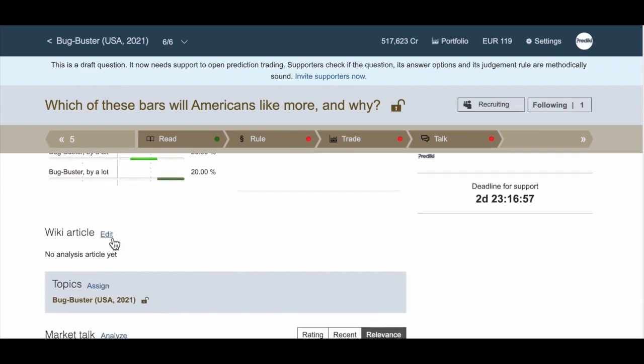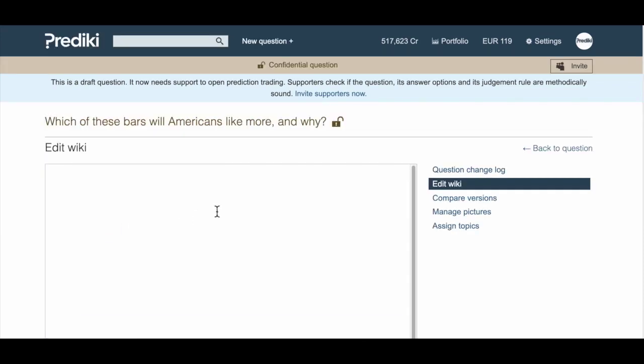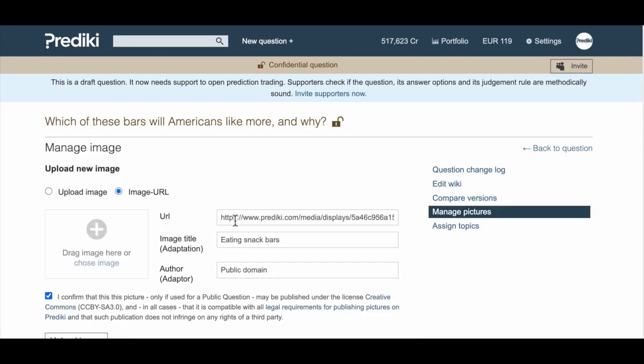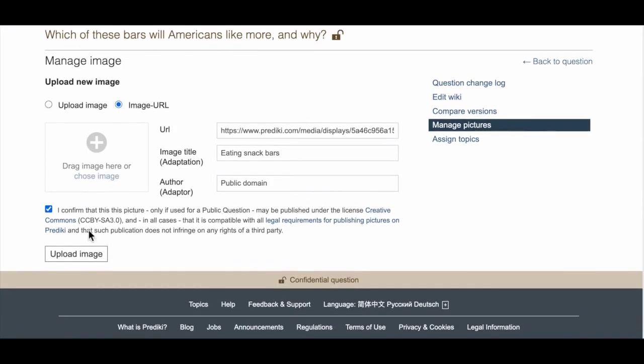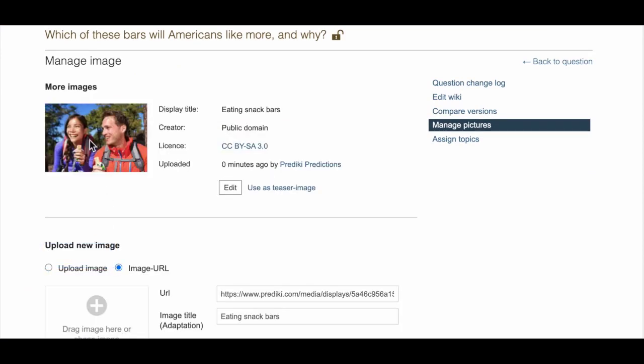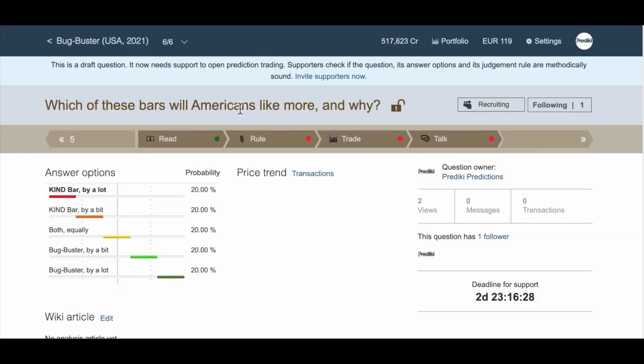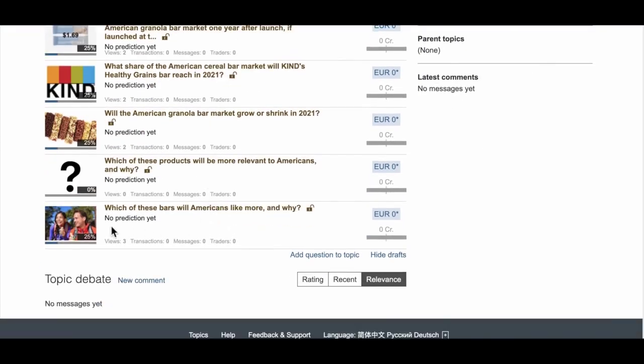For that, I add a little bit of imagery. For this, I go into the editor, manage the picture, and enter a couple of pictures like some of our media where people eat snack bars, and confirm that I have the rights to this. And then I upload the image, and now I can set this to use as the image picture. And so when I go out here and check the topic battery, I can see this already being pretty and nice.